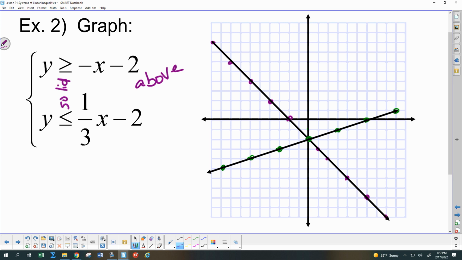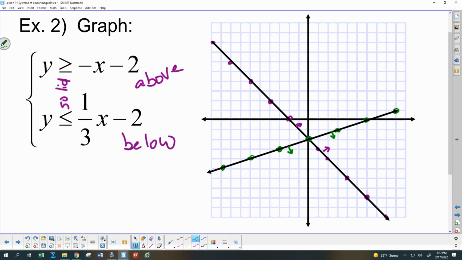And what about the second one? Below. So my first one was the one with the negative slope, so I think I'm looking at above that line. And I think I am looking at below my other line. So those two lines divide the coordinate plane into 4 parts, right? And I need to figure out which part or parts I need to color in.